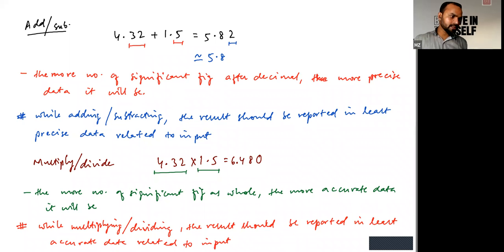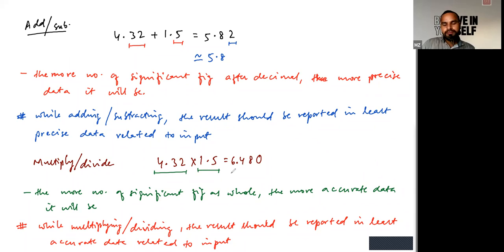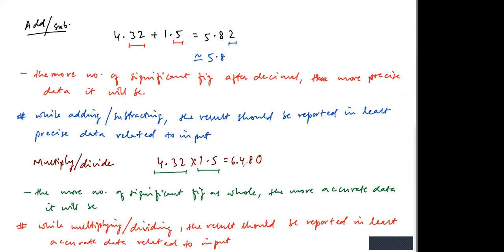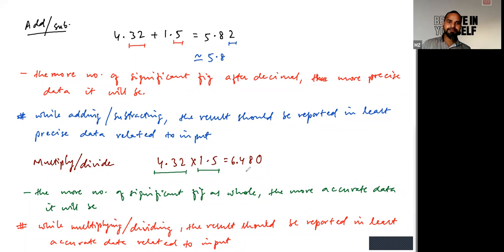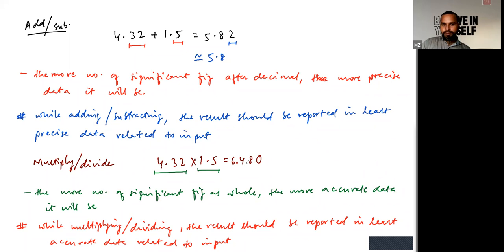So Mamuna, which one is the least accurate data in these two inputs? Vaishnav, 4.32 and 1.5, which is least accurate? 1.5, sir. How many significant figures are there? 2 significant figures, sir. So the result should contain only 2 significant figures. That's why we have to round off this particular number to 2 significant figures.